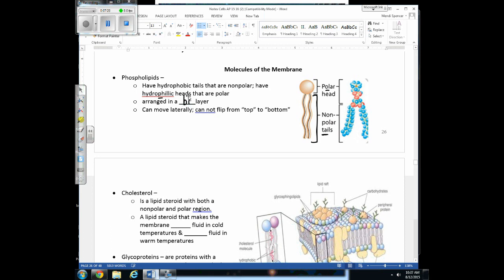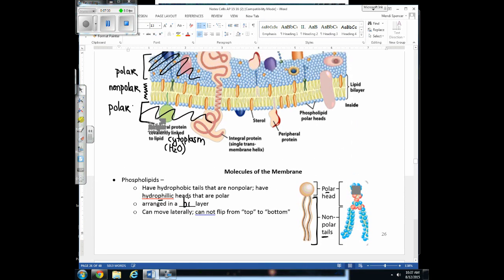Now, something that is new, because we didn't discuss this in pre-AP, is that phospholipids aren't stationary. They can actually move. So these phospholipids can change places, and these can change places, but a phospholipid can't flip from one side to the other. So you might put an X and indicate that they can't flip.